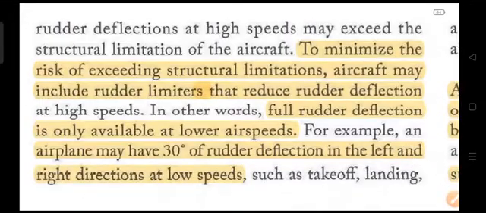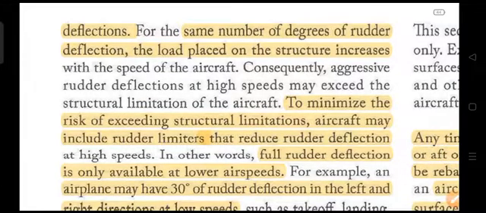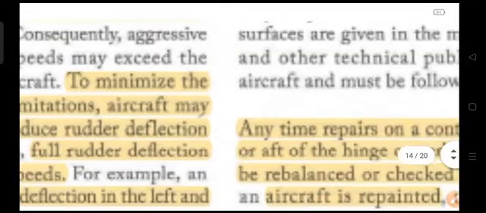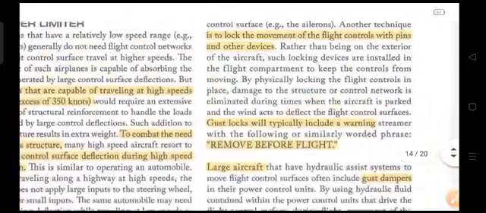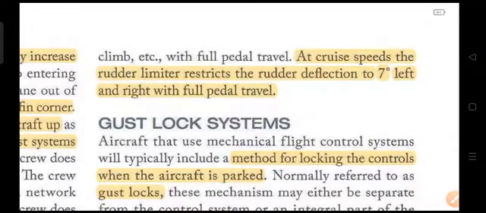So to minimize this risk, we use a rudder limiter, which does not allow movement of the rudder beyond a certain limit. It does not give you any sort of full deflection of the rudder. Even if you want it, it will still not give it to you. So that is called a rudder limiter. It is a safety device or safety system. At cruise speeds, the rudder limiter restricts the rudder deflection to only 7 degrees left and right with full pedal travel.